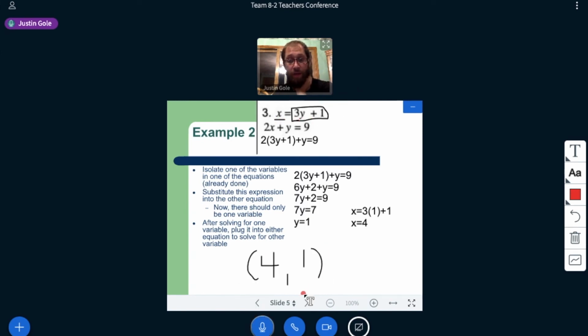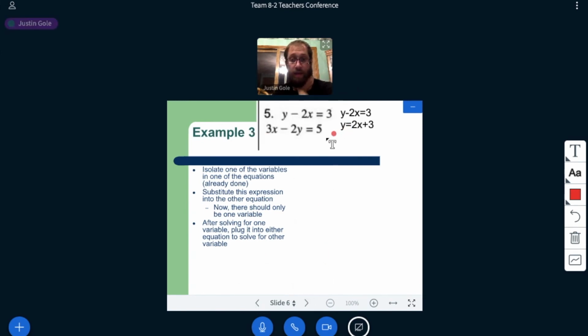I have a variable isolated. That means I'm going to substitute y into the other equation. So right here we have, so does this make sense? Before I move on, all I did was pick one. I picked this equation because y was closest to being by itself. I don't have to divide y by anything to get it by itself.